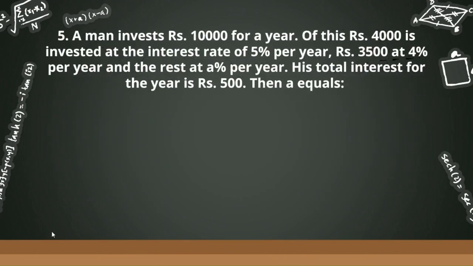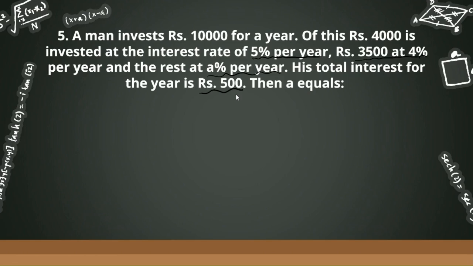A man invests rupees 10,000 for a year. Of this, rupees 4,000 is invested at the interest rate of 5% per year. And it also says rupees 3500 at 4% per year, and the rest is at 8% per year. His total interest for the year is rupees 500. Then A equals?